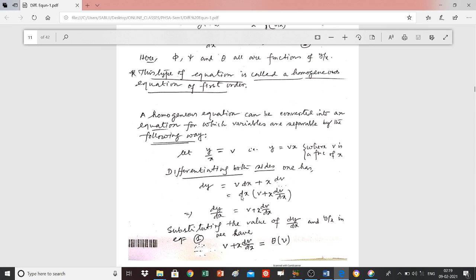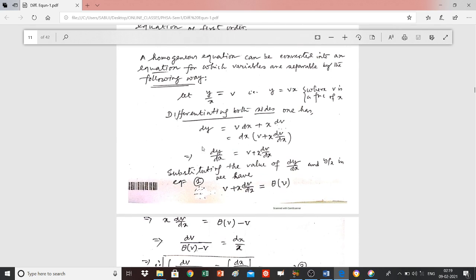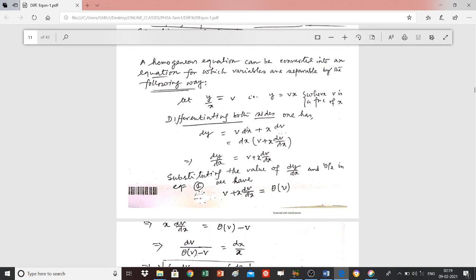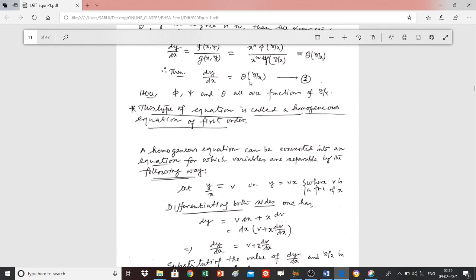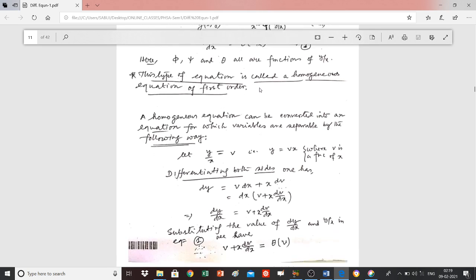Now that is equal to, you can write this as dx, then v from here plus x into dv by dx. So finally you can write dy by dx is equal to v plus x dv by dx. And now substitute the value of dy by dx, that is equal to v plus x dv by dx, in the given equation, that is dy by dx is equal to theta y by x, in this equation, that is equation number 1.